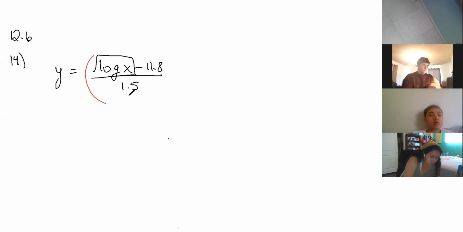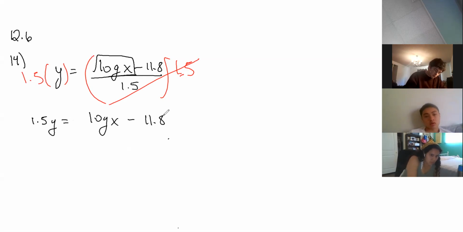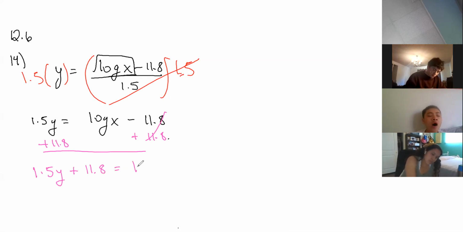Multiply by 1.5. So I have 1.5y equals log of x minus 11.8. Now the x is attached to the log, but not the 11.8. So how would I get rid of that next? Add 11.8. And these are not like terms, so I'm going to write it as 1.5y plus 11.8 equals log of x.